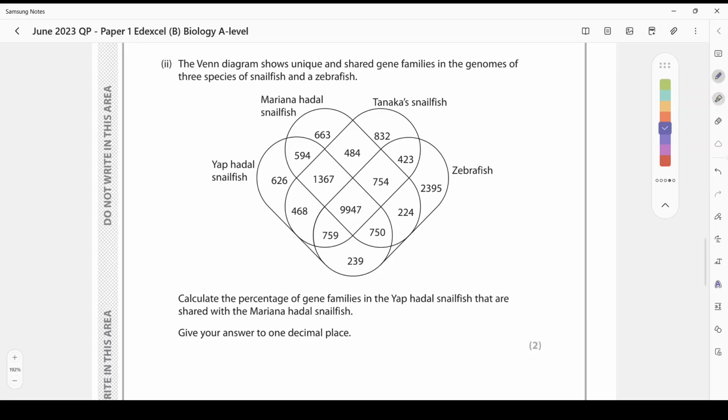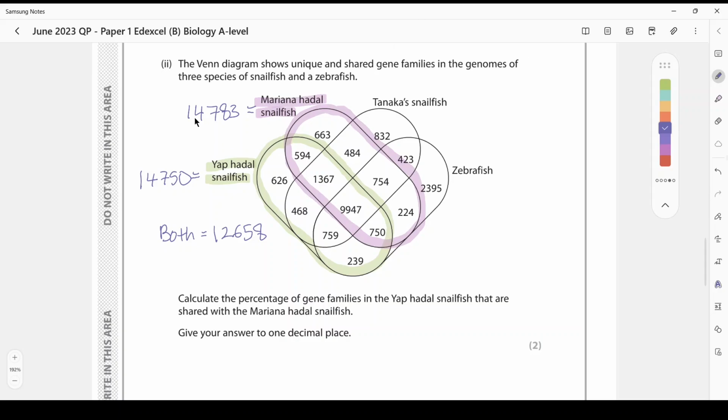So I'm just going to highlight some of this so you can see. With the Yap-Hadal snailfish, we have this whole lot here. And then let me do this with another highlighter. With the Mariana-Hadal snailfish, sorry about the pronunciation, we would have this. Okay. So what I'm going to do is calculate the number of genes in this one and in this one, and then also in both. So let me just calculate that first.